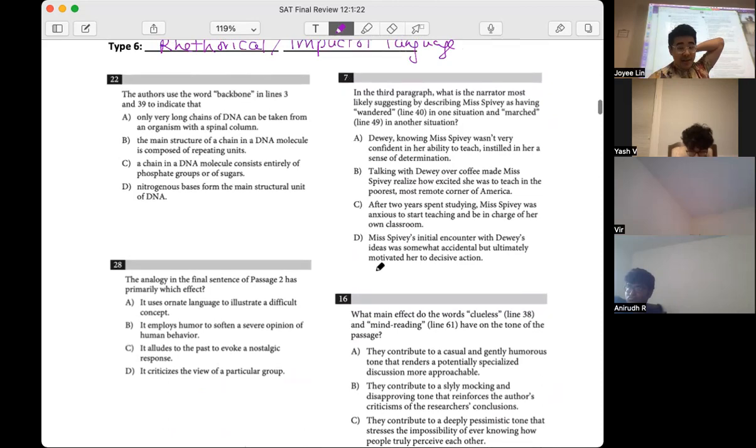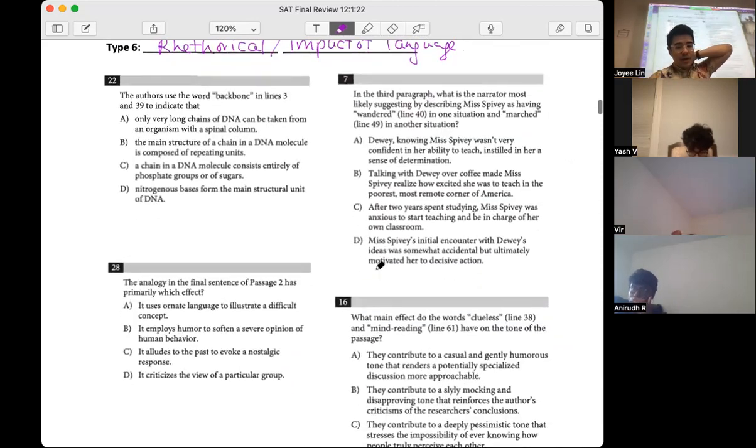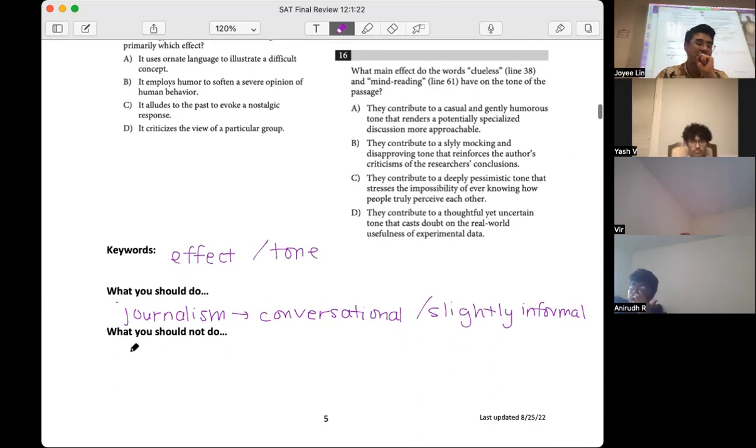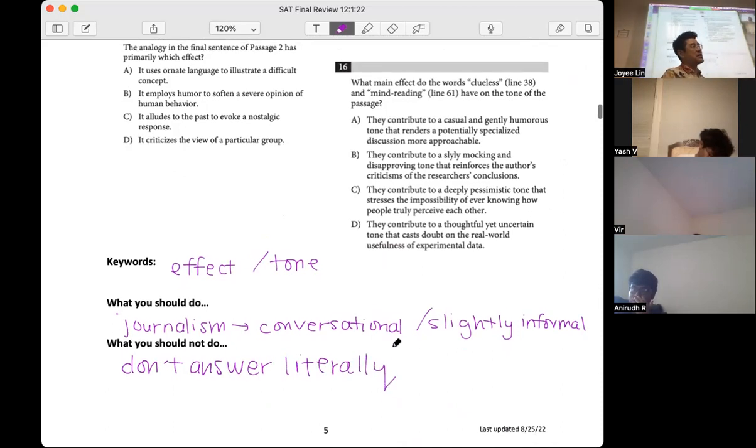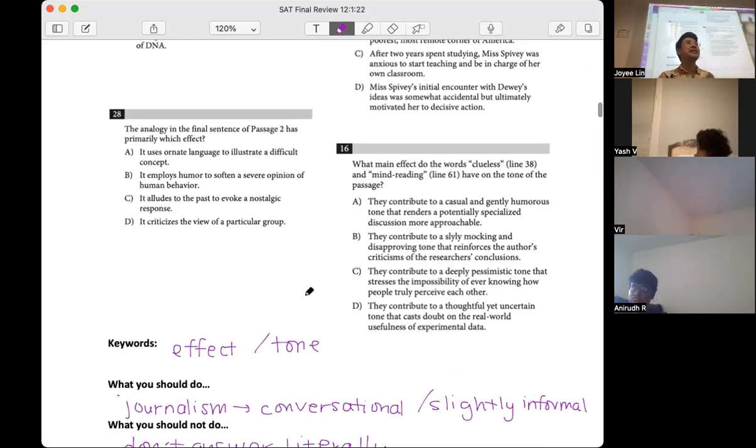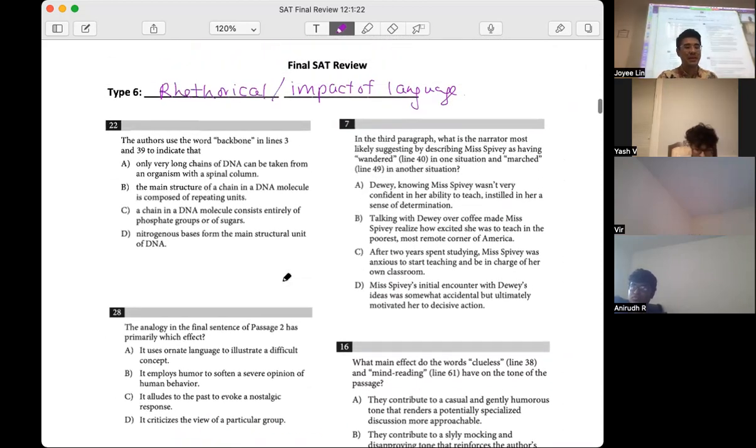Okay, let's look at this one, right? Oh, what do we not want to do? Oh, don't answer literally. That's where students fall into the trap, right? So for example, for the first one, it says backbone, right? So then you're like, oh, literally backbone. Okay, it's the main support of something.